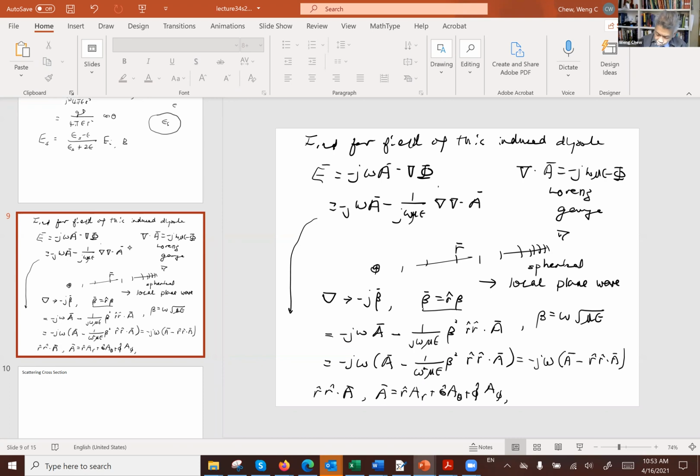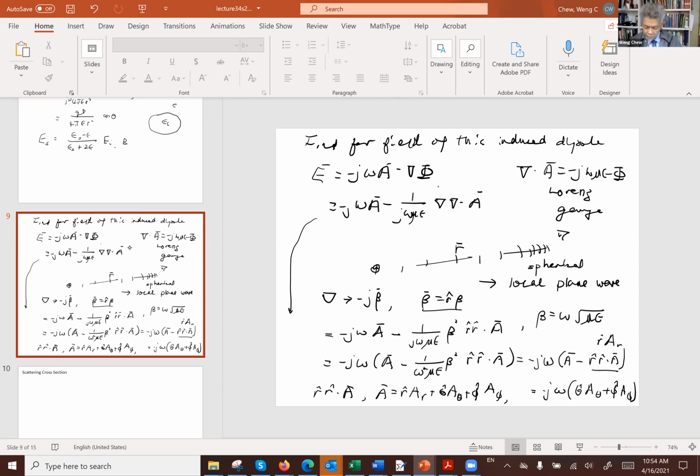Okay, so if you plug this in here, this would just become r hat A sub r, because it would just bring out this component, and then it would be subtracted from this A. A consists of all these three components, and finally, this becomes just minus j omega theta hat A theta plus phi hat A phi.